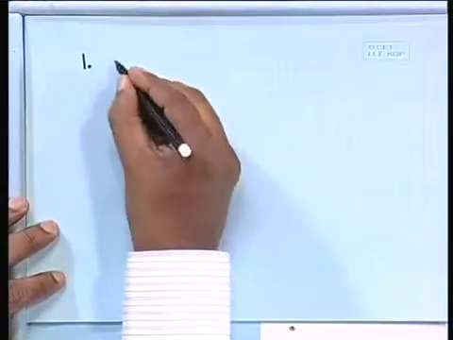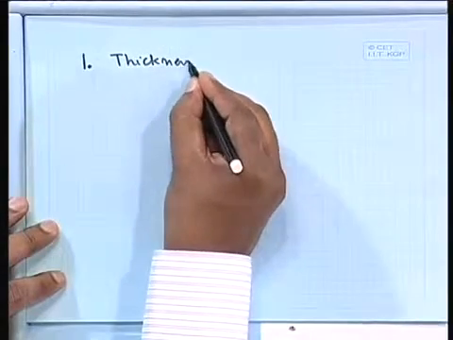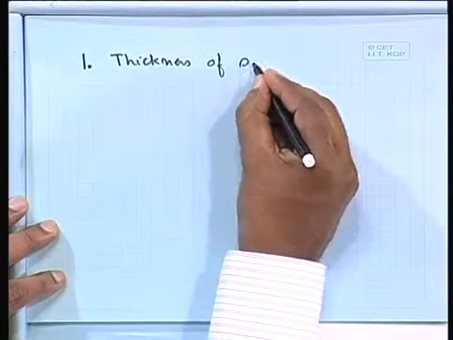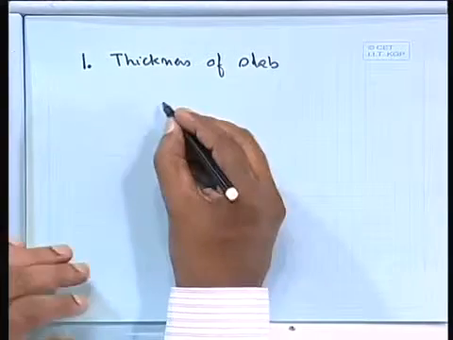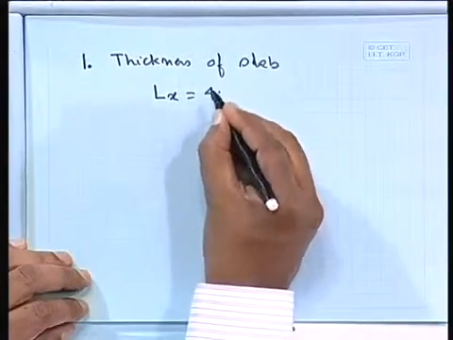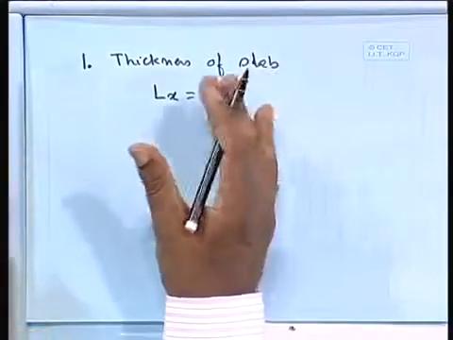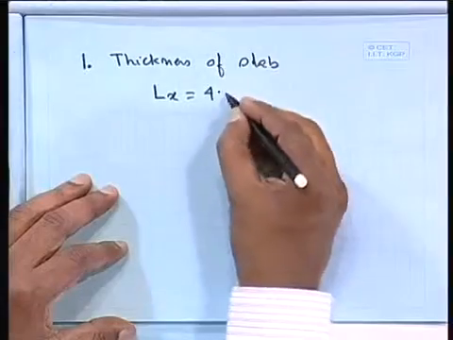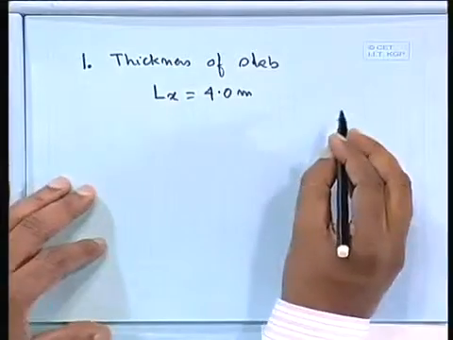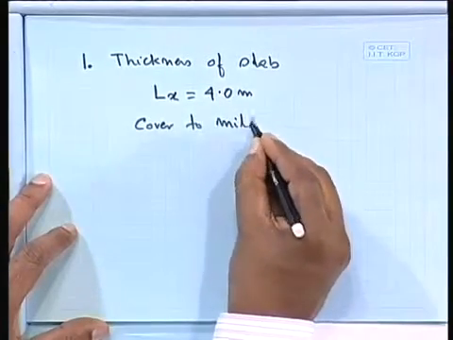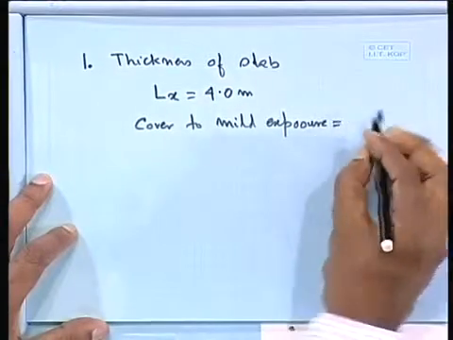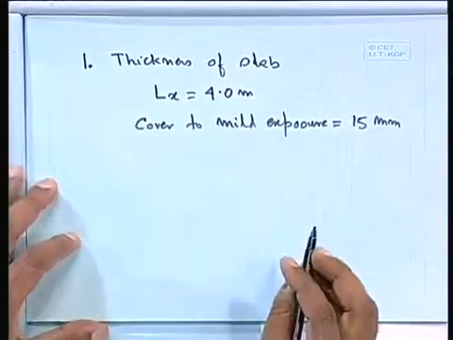So number 1, thickness of slab. In our case, let us assume 4.0 meter center to center, and that is our effective span also. Because there is no support condition mentioned, we shall assume in this case that 4 meter is your effective span. If it is mentioned what the support is, say the width of the masonry, then we have to calculate the effective span. But here we shall take it as 4 meter. And cover to mild exposure equal to 15 millimeter.